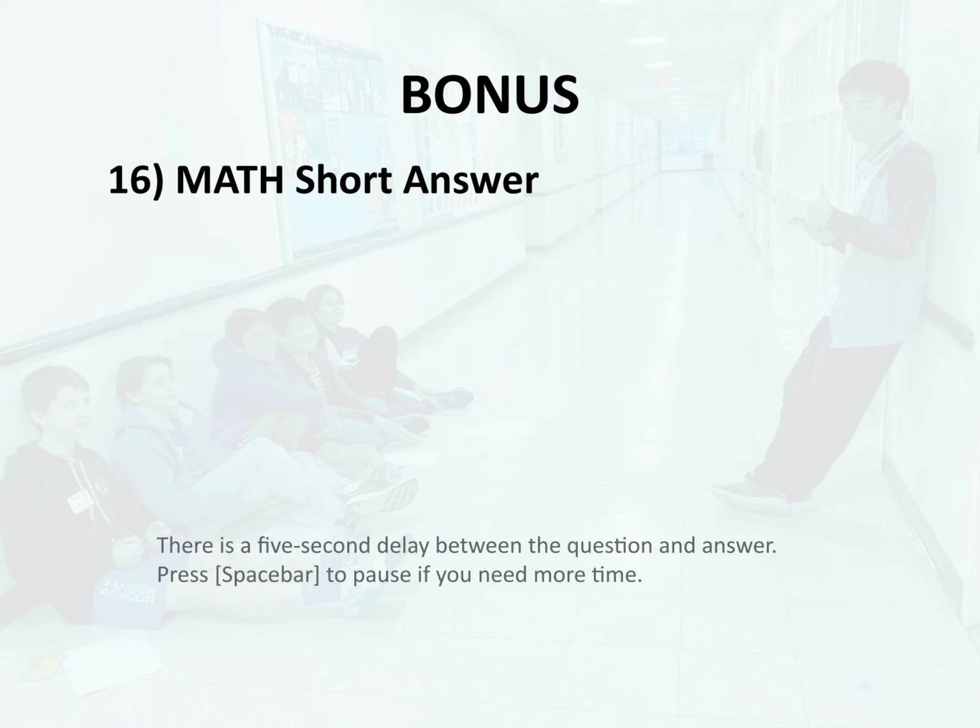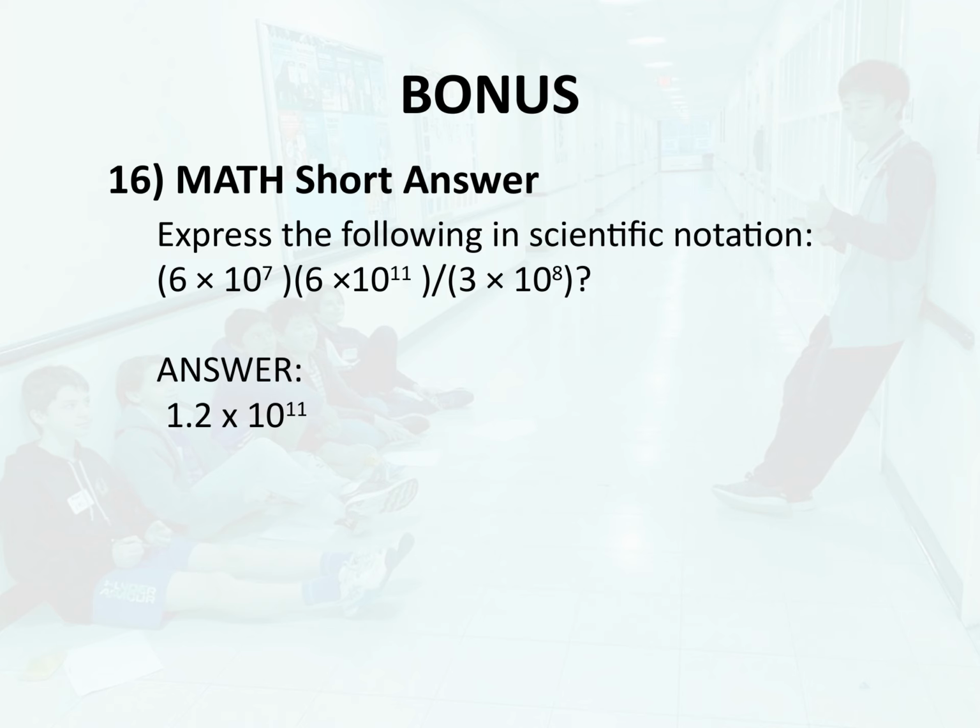Bonus 16. Math. Short answer: express the following in scientific notation: the fraction with numerator 6 times 10 to the 7th times 6 times 10 to the 11th and denominator 3 times 10 to the 8th. Answer: 1.2 times 10 to the power of 11.